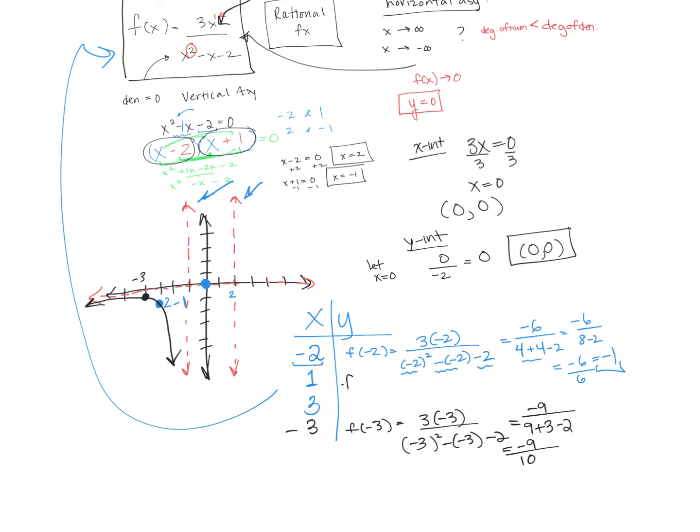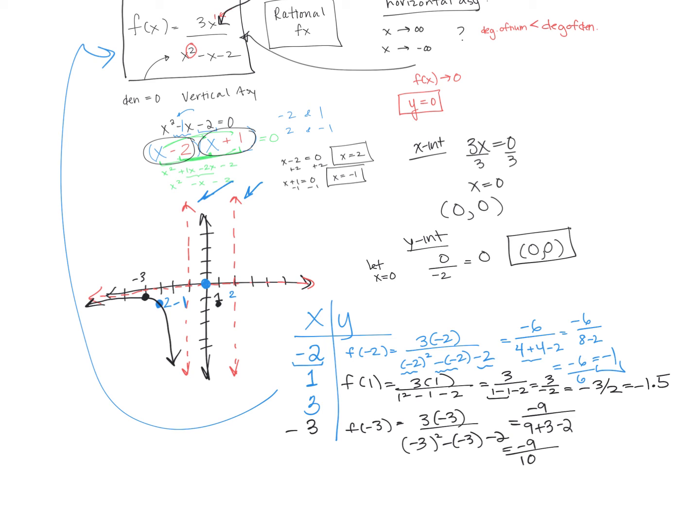If I plug in a 1, f of 1 is going to be 3 times 1 over 1 squared minus 1 minus 2. That's 3 over 1 minus 1 minus 2, which will be 3 over, the ones will cancel, -2. So we're going to get -3/2. So at 1, remember 1 was right there next to 0, we're going to be at -3 over 2. That's actually -1.5. So you can use decimals or fractions, whatever makes you feel better. And so we'll be about right here.